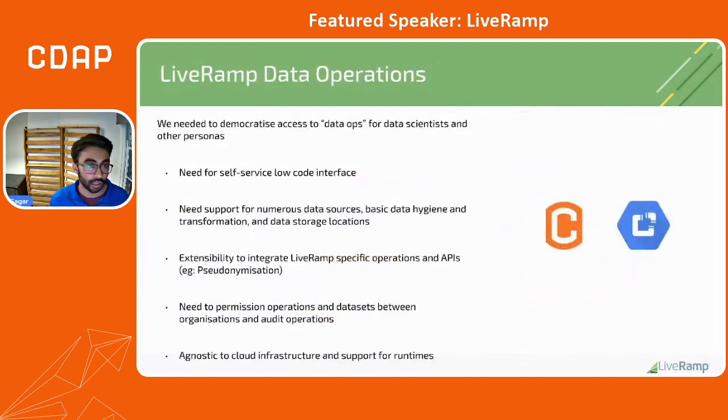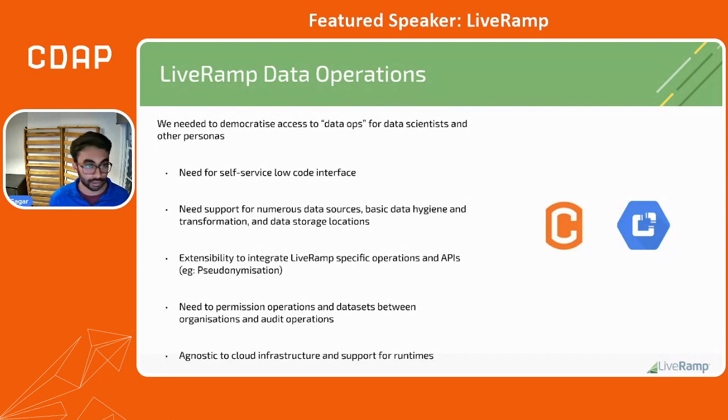So when we saw all of that earlier last year, we realized that there was a need to really democratize access to these basic concepts in the data science value chain. That is, ingesting data, doing hygiene, but also some of the more LiveRamp specific concepts like performing, say, pseudonymization of the data, or interacting with other LiveRamp APIs, or actually doing permission-based collaboration of your ETL workflows. So that led us to realize we have a set of requirements here for a true data ops platform.